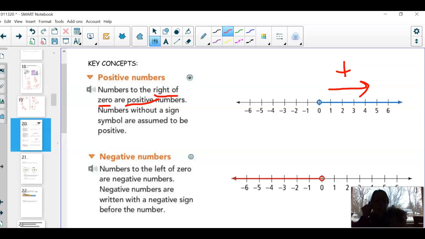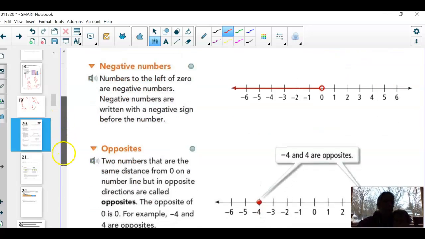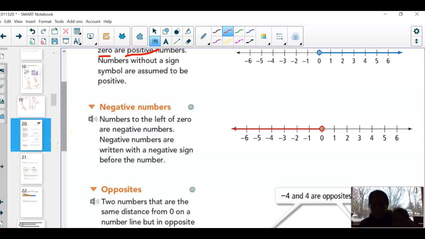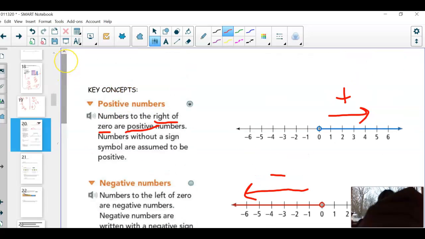If there is not a sign, it's positive. On the opposite side of that, al opuesto, or al contrario, a la izquierda, to the left, is negative. A la izquierda hay números negativos, okay? So all the numbers to the right of 0 are positive.